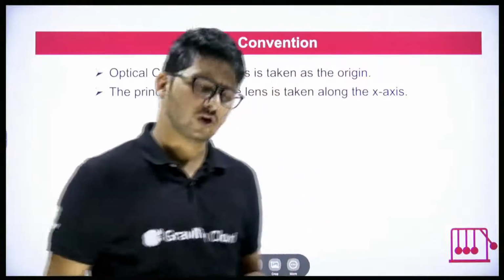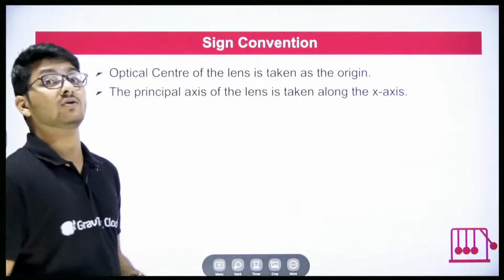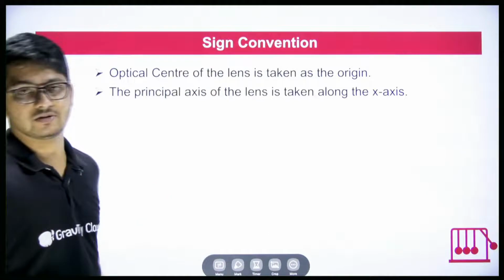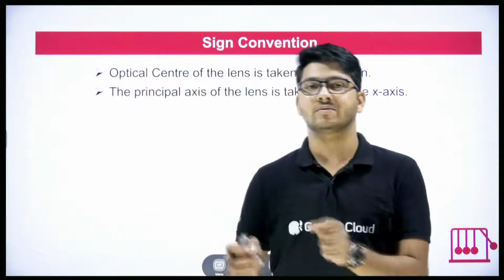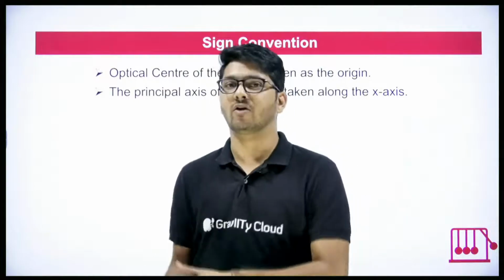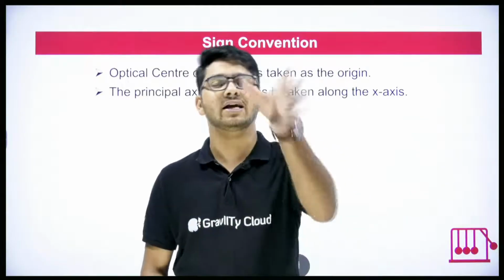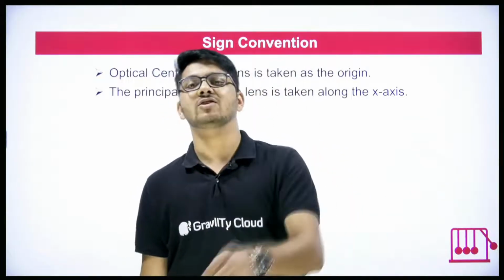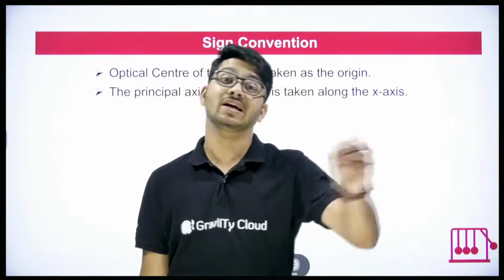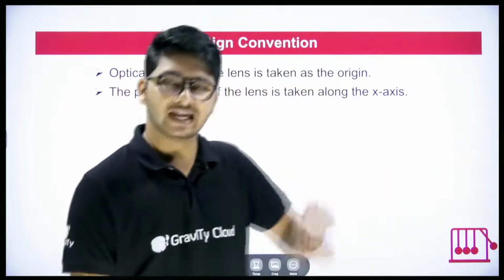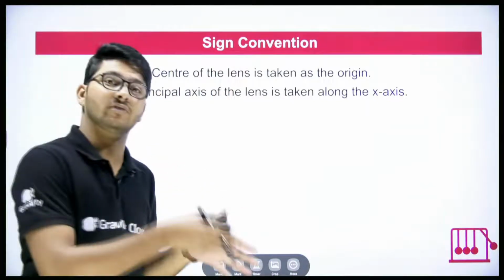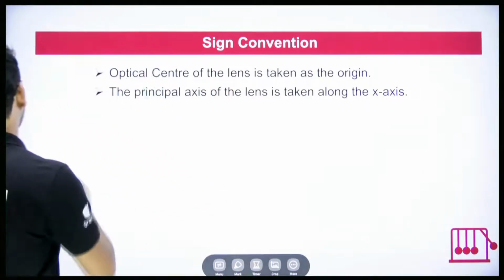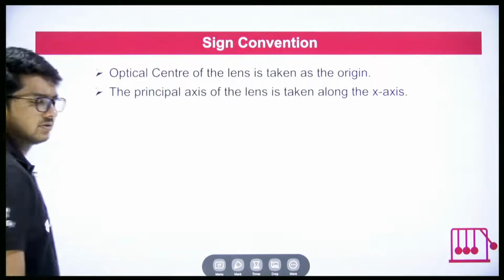So first of all, before going into the formula, we have to go into something called sign convention. Right, because object distance, image distance and focal length in our formula can be both positive and negative. So how do we decide which is positive? How do we decide which is negative? Positive and negative are signs, right? There are a few rules for that, and those rules we have to learn first. Sign convention deals with those rules.